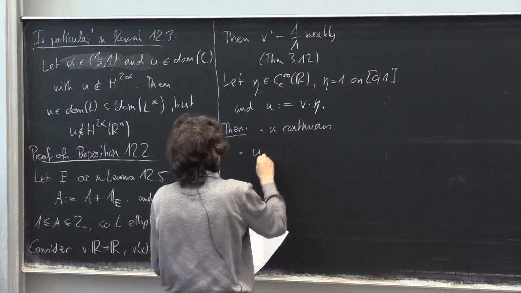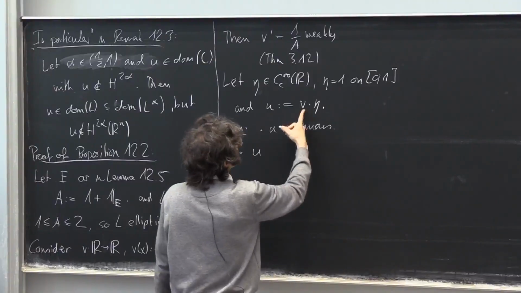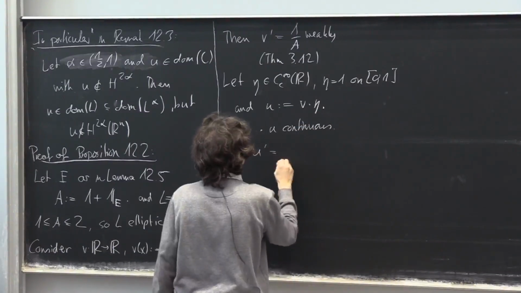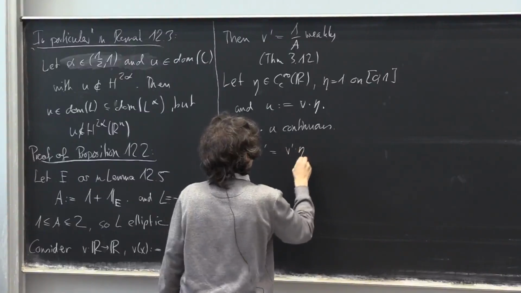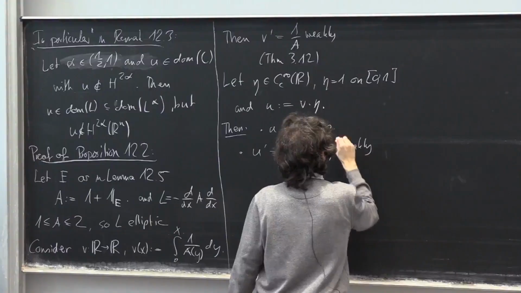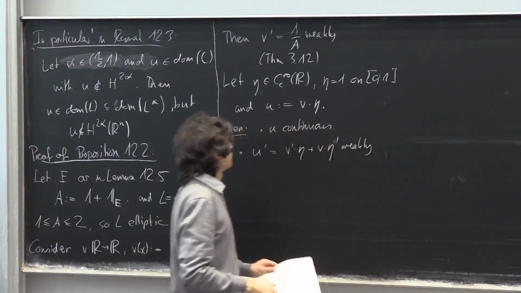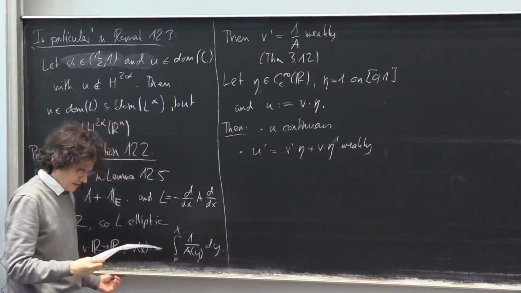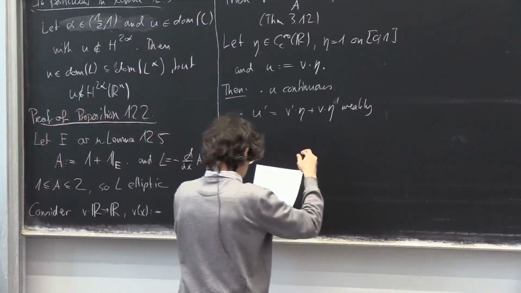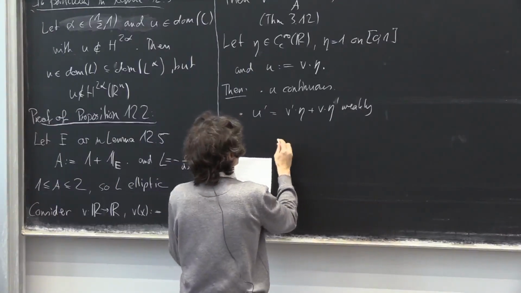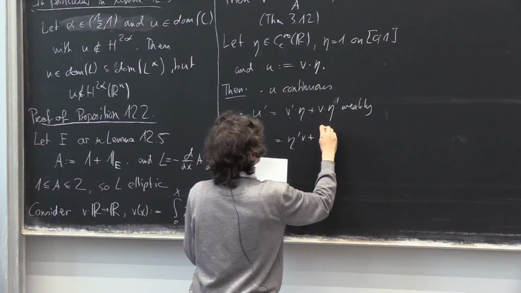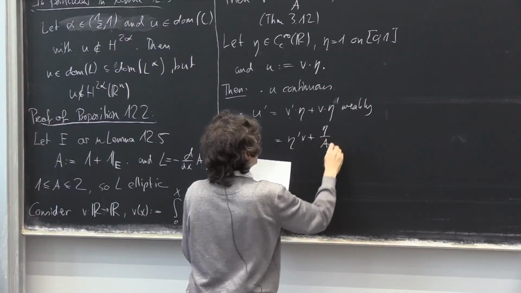I claim u is also weakly differentiable. It's something weakly differentiable times some C_c infinity function. So weakly, the derivative is given by the product rule: v prime eta plus v eta prime. But we know v prime. So this is eta prime v plus, since v prime is 1 over a, eta over a.